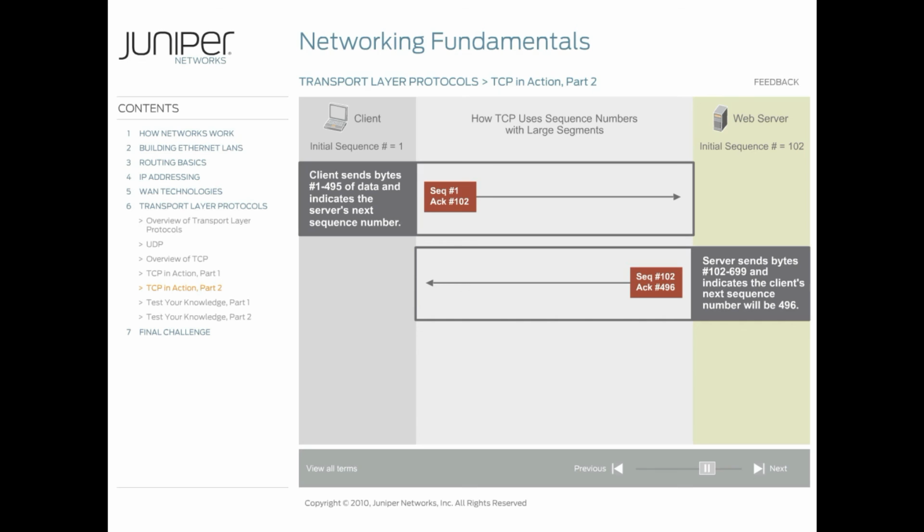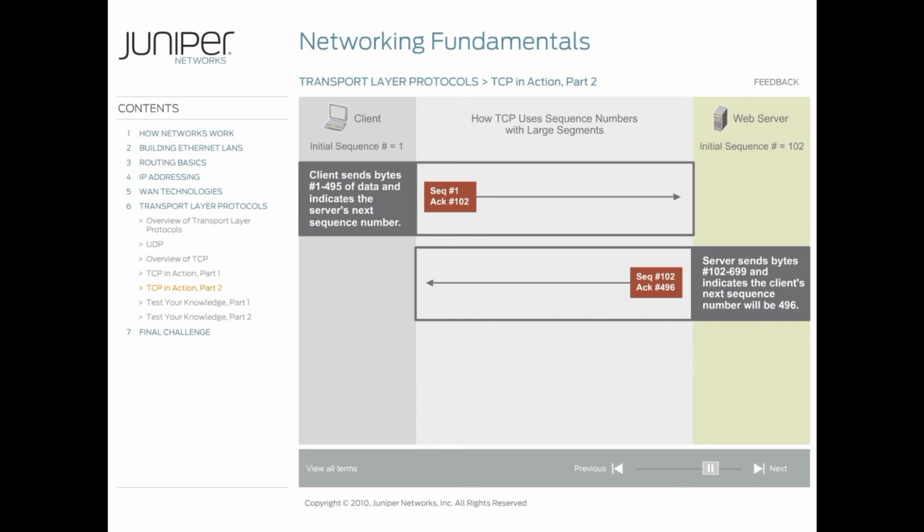In this case, the server is sending 597 bytes of data. The server acknowledges receiving the client's first segment by setting the acknowledgement number to the next sequence number, or byte of data, it expects to receive, which in this case is 496. So the server is actually telling the client it received bytes 1 through 495.